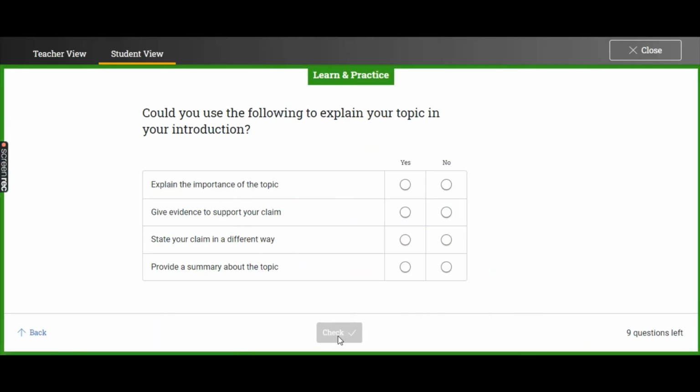Can you use the following to explain your topic in your introduction? You will have 1 minute to read the following and say whether it can be used to explain your topic or whether it can't be used to explain your topic in your introduction. Explain the importance of a topic. Give evidence to support your claim. State your claim in a different way. Provide a summary about the topic.